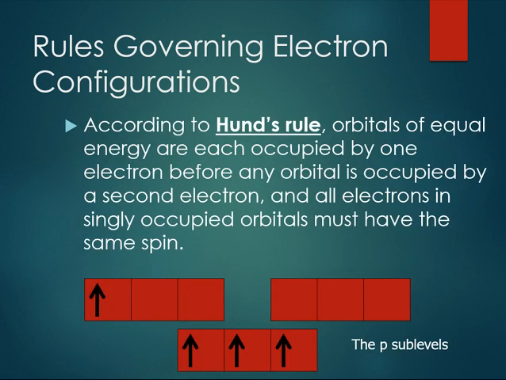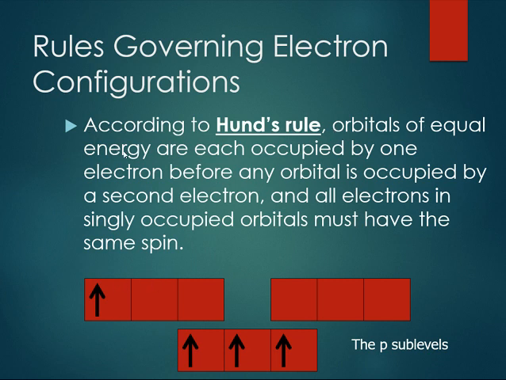So again, according to Hund's rule, orbitals of equal energy. For example, we have different p sublevels here. Now, this might be a 2p, or 3p, 4p, whatever. These are all p orbitals, so they have the 3 sublevels. 3 sublevels here.